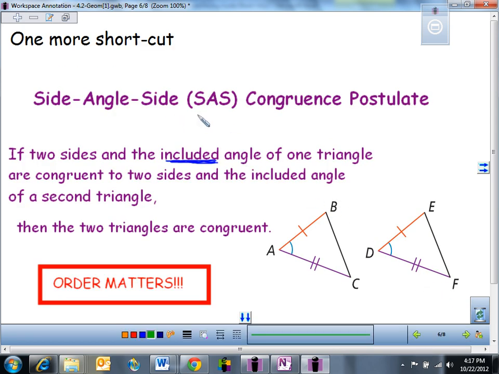One more shortcut, the SAS. We have to have an included angle in between those two sides. If two sides and the included angle of one triangle are congruent to two sides and the included angle of a second, then the two triangles are congruent. Order matters. You need to make sure that it goes SAS. You can't have an extra side or angle in between.